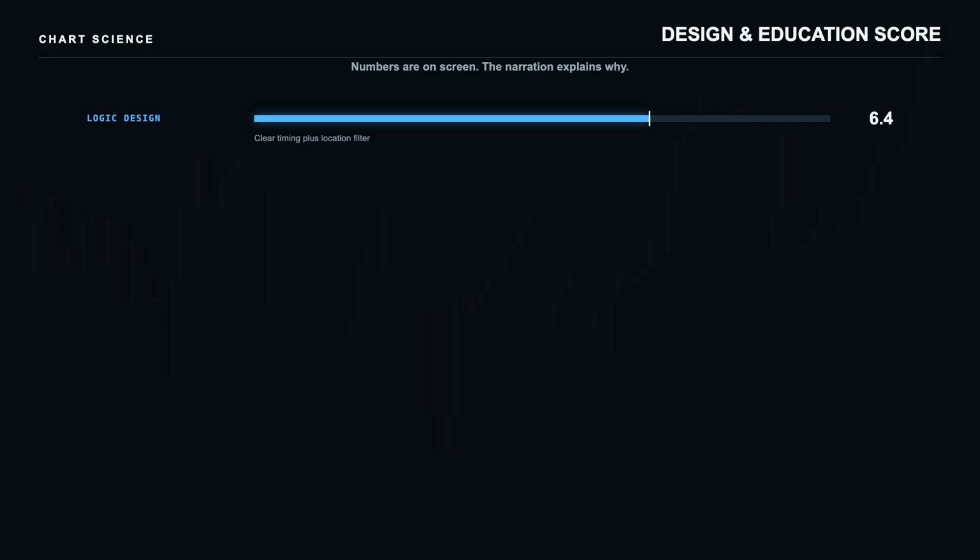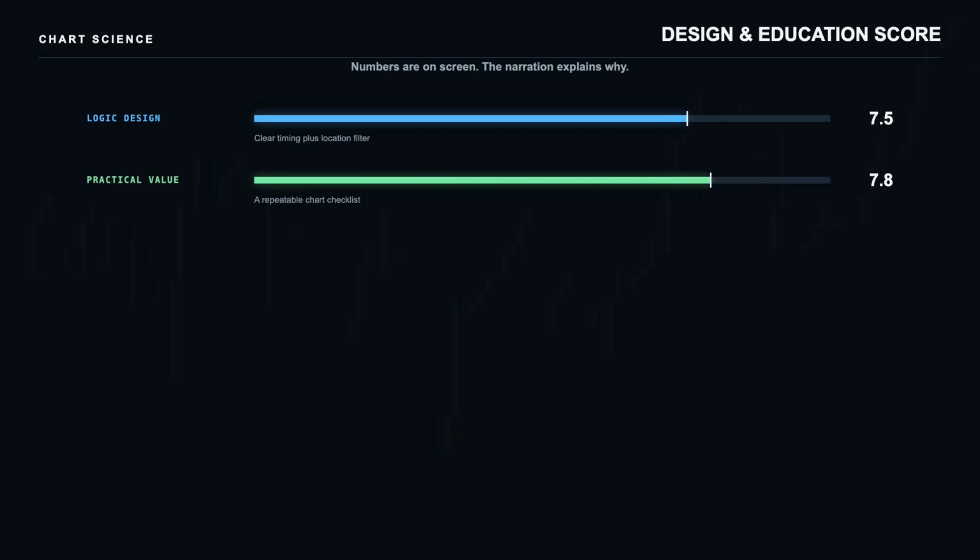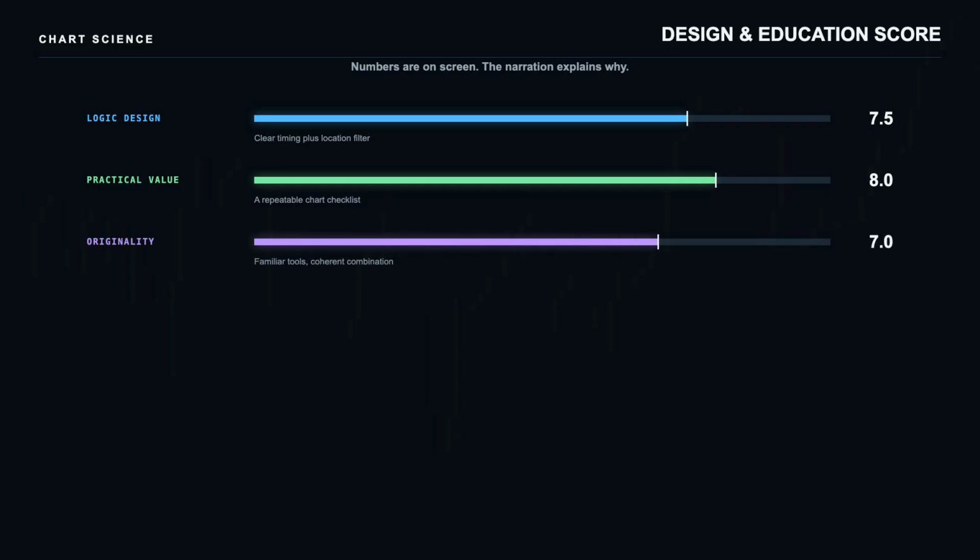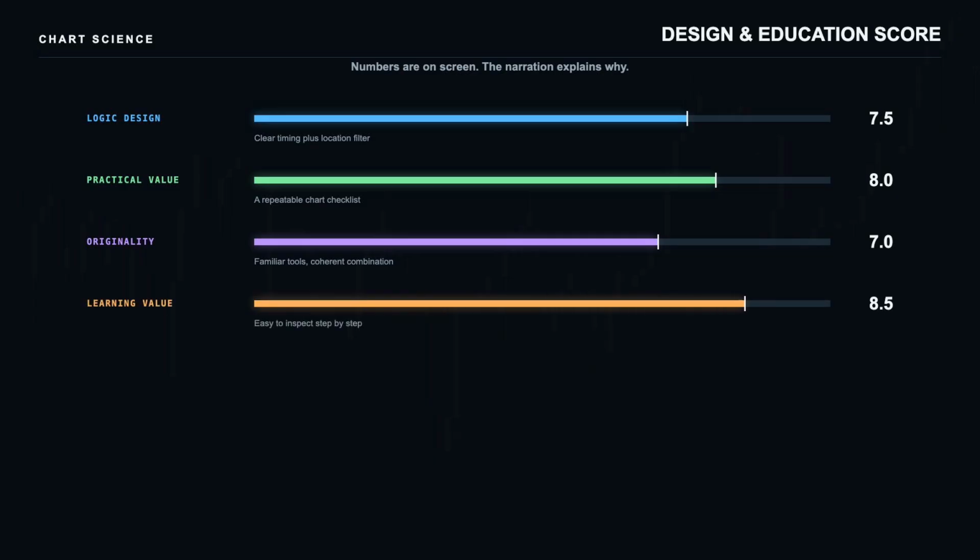Now it is time to put the design under the chart science microscope. We are scoring 5 areas: logic, practical value, originality, learning value, and visual design. The numbers are on screen. Here is why they earned them. The core logic is easy to follow. Dual RSI provides timing, and the price zone provides a location filter. Delayed confirmation is an important constraint, but the rule is still clear enough to inspect and test.